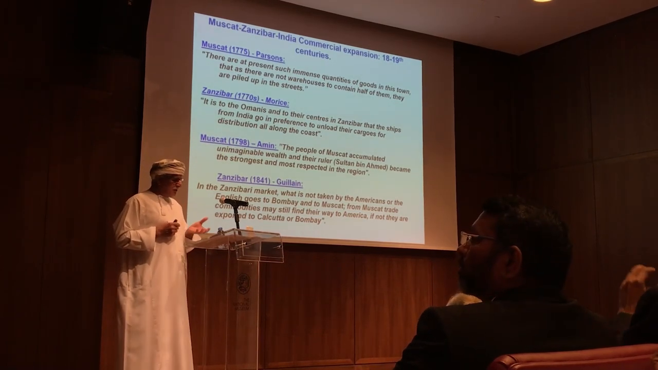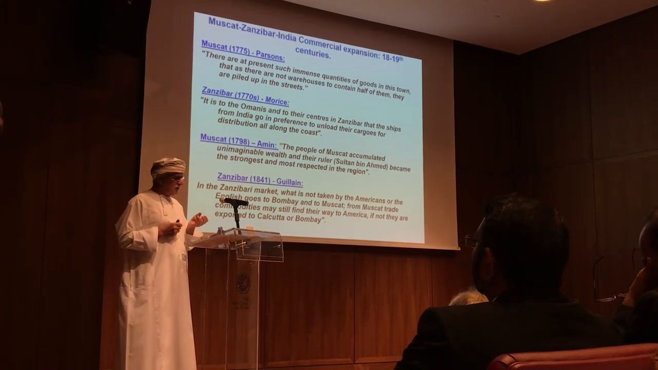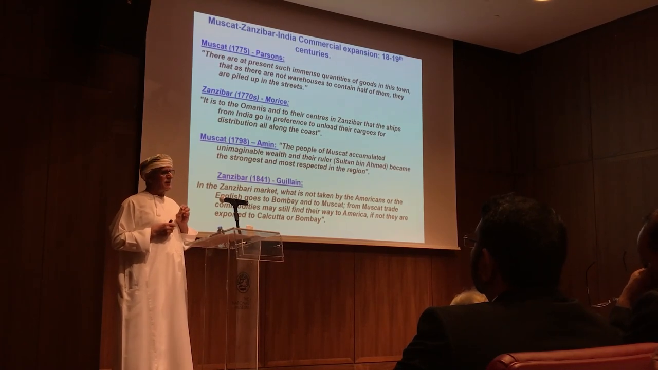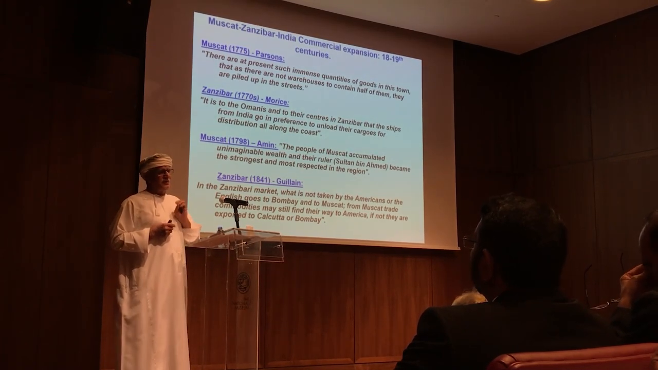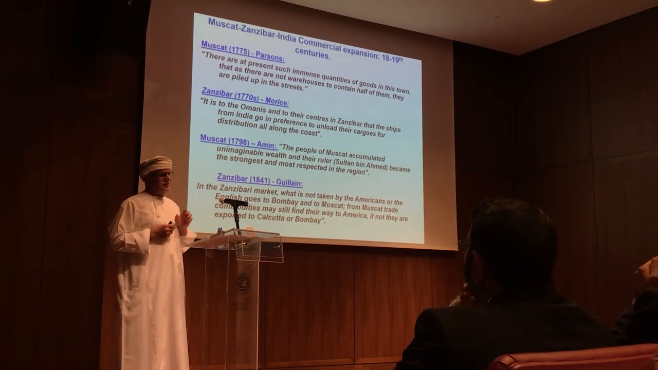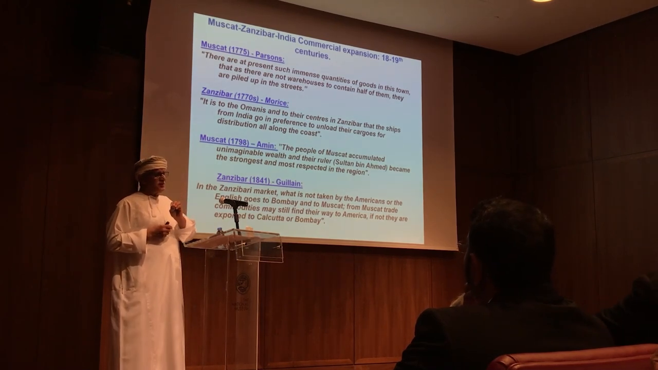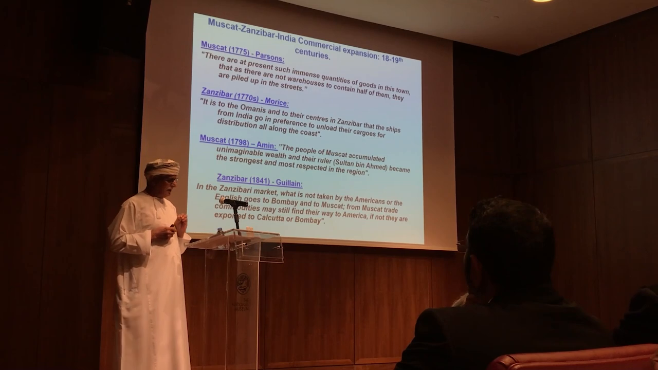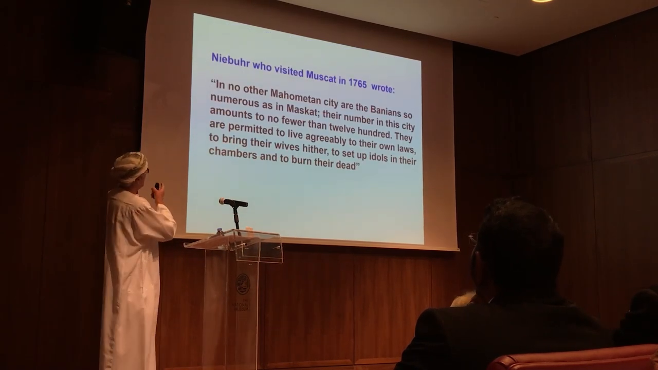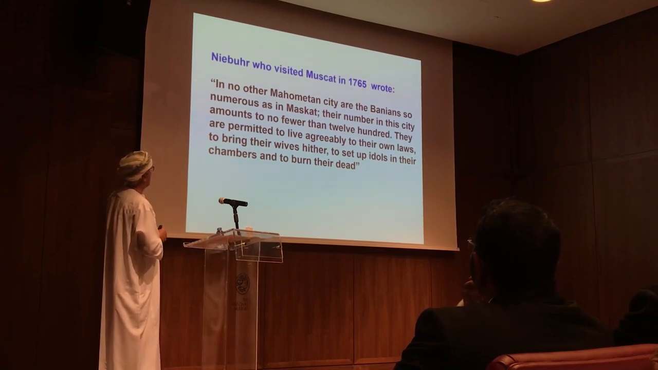So with the arrival of the new community that I described, I just want to come to a point that has been mentioned by Western writers, who say that the Banyans did not bring their families outside. But is this really true? Because we know that Narutam in the 16th century was there with his family. And I have another quote here. This is from Niebuhr, a Danish explorer who came to Muscat in 1765. And this is what he says.